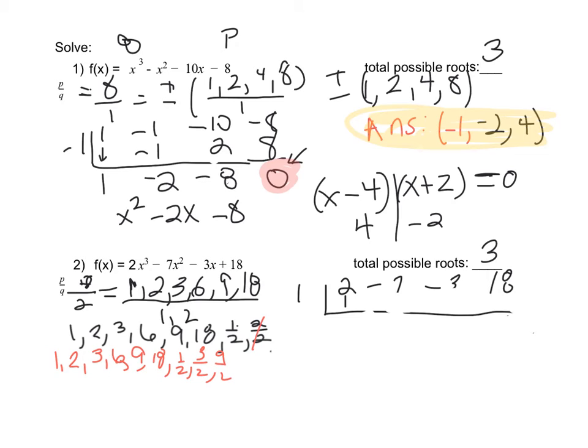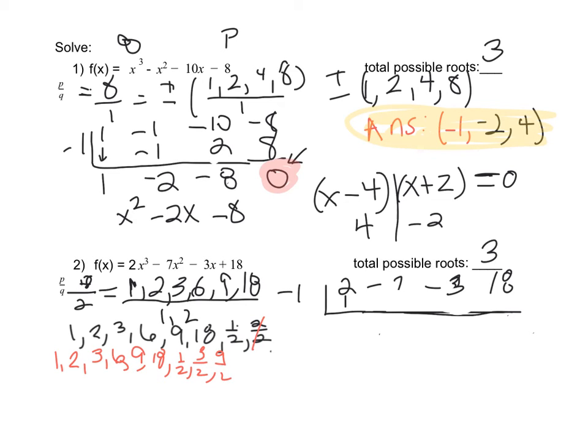Do we think -1 will work? Should we try that? So I'll try -1. So that gives me 2, -2, -9, 9. That's not going to work. So I'm going to erase that one. Okay, could have left that too.